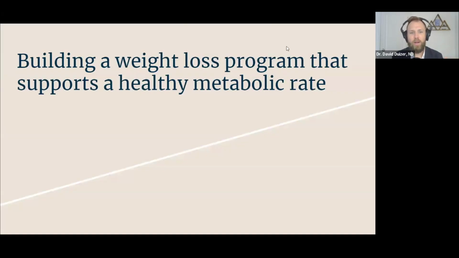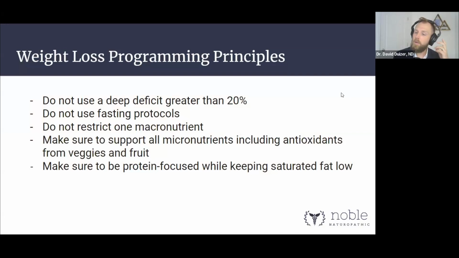Building a weight loss program that supports a healthy metabolic rate. Don't do a deficit greater than 20%. These fasting protocols that we use, alternate day fasting, 5-2, 2 days a week, no food, 20 hours fasting, 4 hours eating, these can be really, really good if someone has a normal metabolism and a ton of muscle mass. But if you're not measuring both of those things, it's a bit risky, right? If they have low muscle already and a low resting metabolism, that could make them worse.